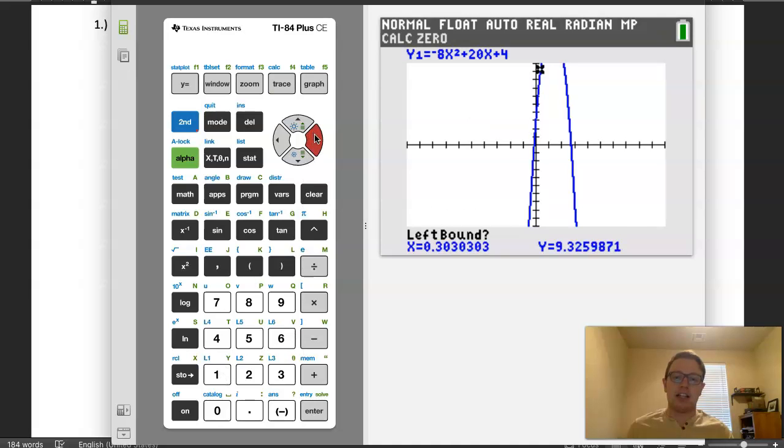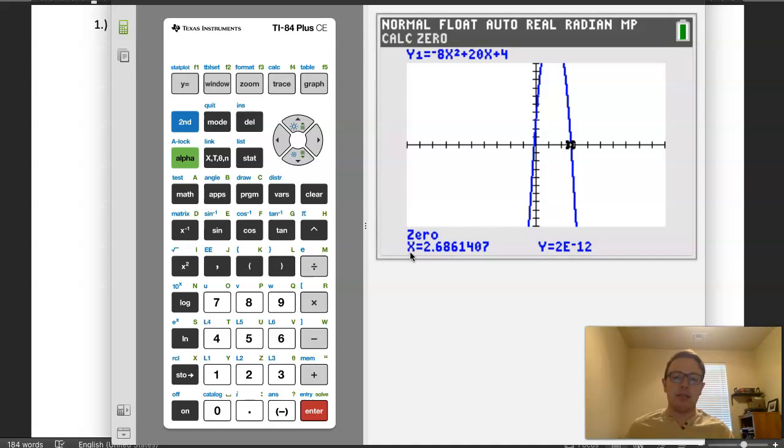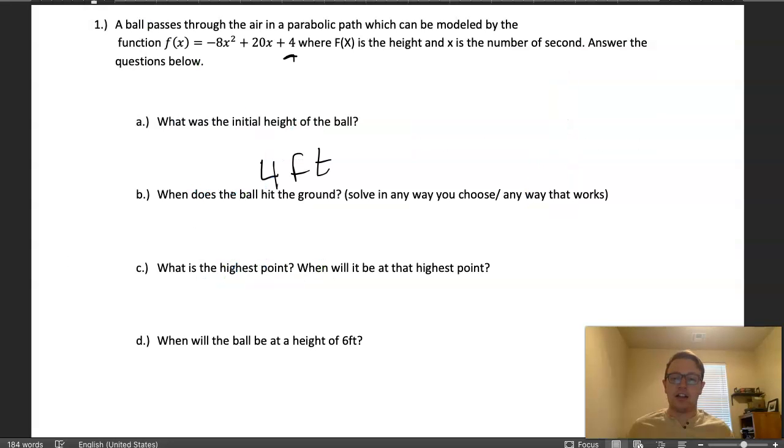Going to calculate that, pick a point to the left once this gets back onto our screen. There we go. We'll pick a point to the right, and we'll take an estimate. The estimate looks to be 2.686 seconds. So that's our answer for when the ball hits the ground. So by graphing, we found out that it was 2.686 seconds.